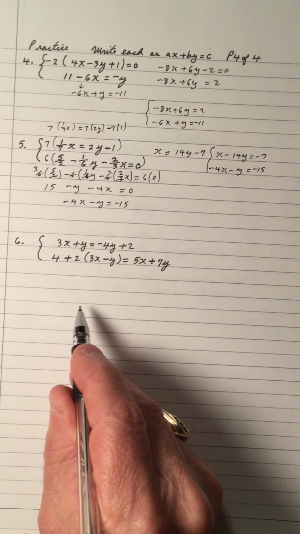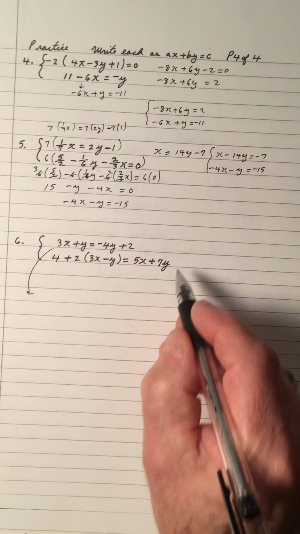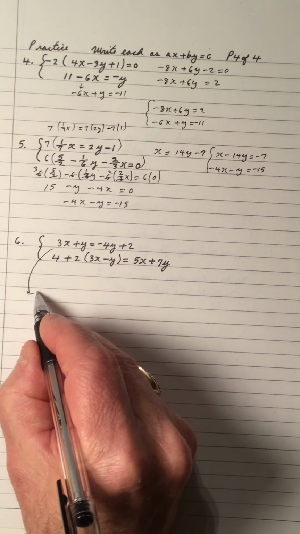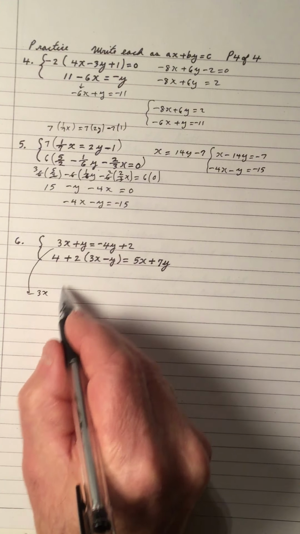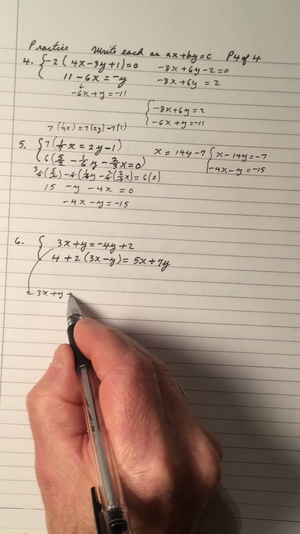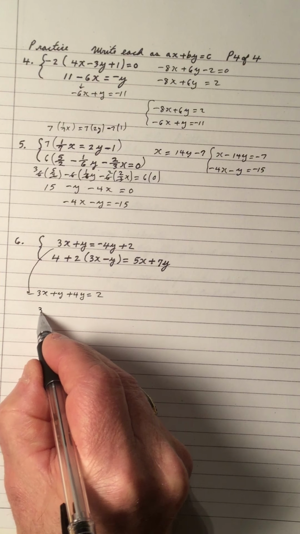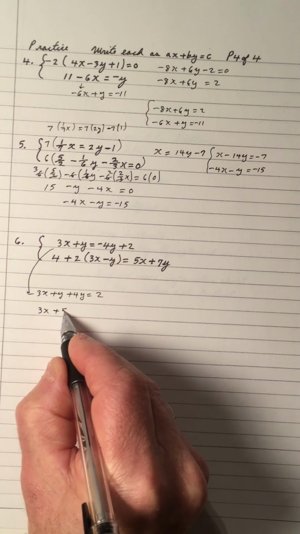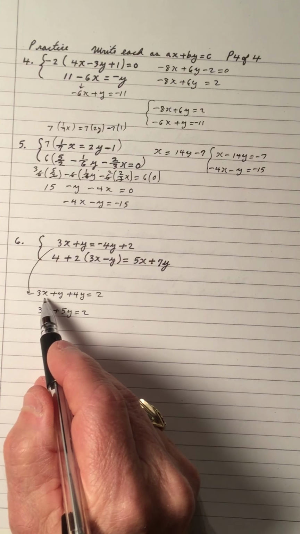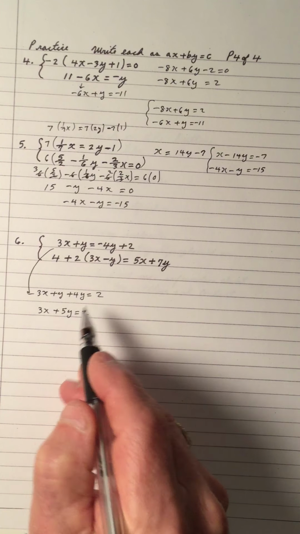And number 6, let's deal with number 1 right here, and I'll deal with number 2 after. So this one, the x is okay, the y is okay, so this y moves over to become plus 4y equals 2. So that simplifies to 3x plus 5y equals 2. Because the x's are on the left, the y's are on the left, and the numbers are on the right. So there it is simplified.